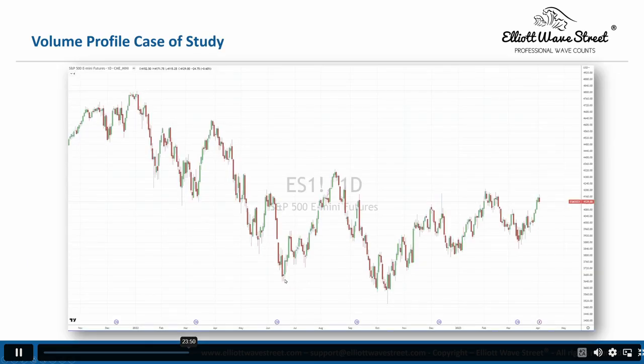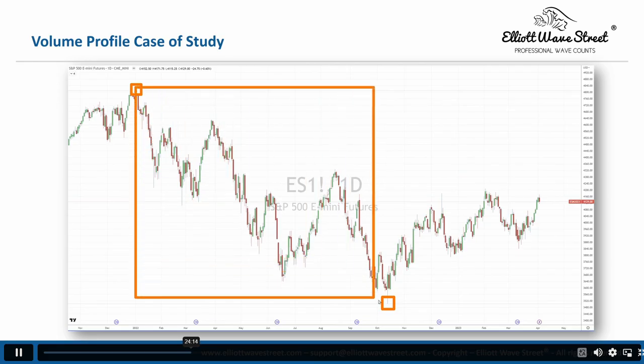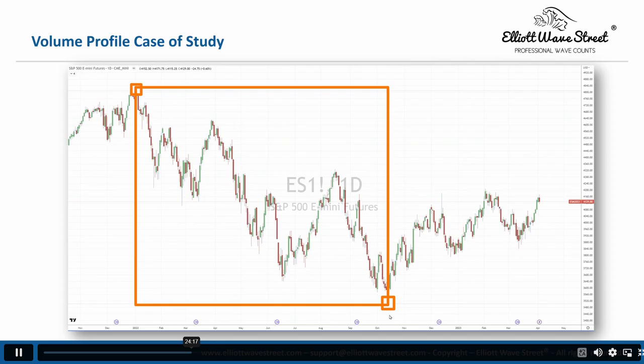So let's start working with a case. This is the S&P, blank chart. So what I'm going to do here, I'm going to add a volume profile tool starting from here to here, right? So I'm going to add the study to the whole leg down on the S&P. Without adding the tool, I want to show you something interesting.